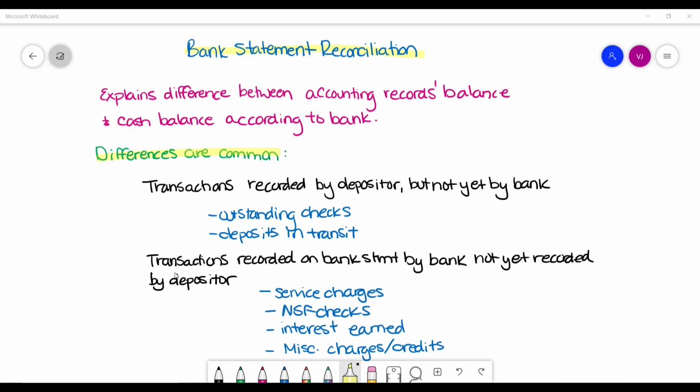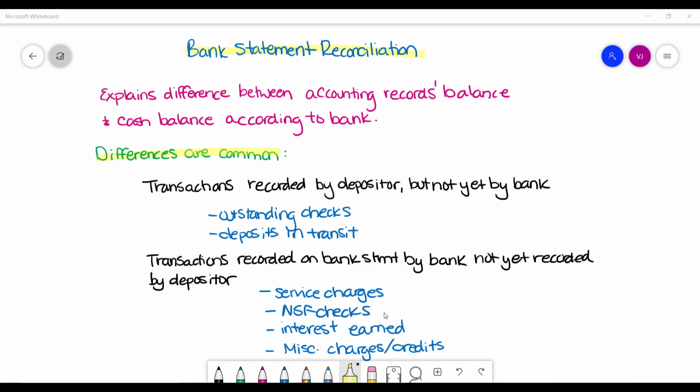Now, some other common explanations on the bank's end: there are some transactions that are recorded on the bank statement by the bank that aren't yet recorded by the depositor, the company. That would be like a service charge that's automatically deducted. The bank will do that immediately, but the company won't necessarily record that immediately. NSF checks. NSF stands for non-sufficient funds. So that's if a check bounces.